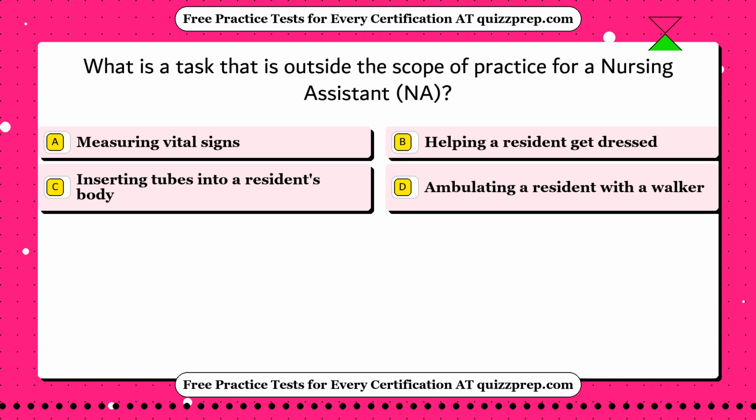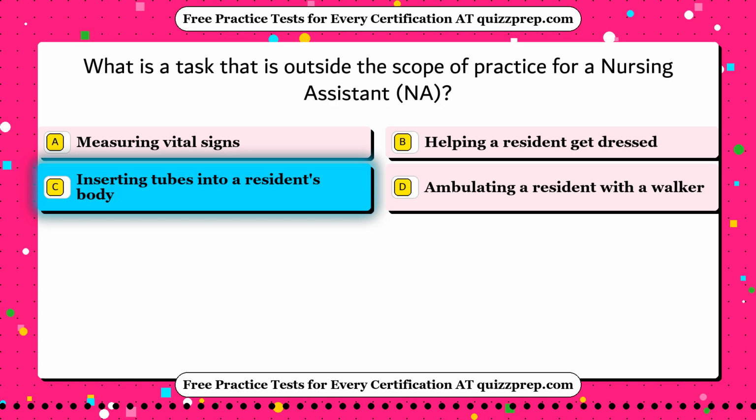Question 37. What is a task that is outside the scope of practice for a nursing assistant, NNAAP? Option A, measuring vital signs. Option B, helping a resident get dressed. Option C, inserting tubes into a resident's body. Option D, ambulating a resident with a walker.